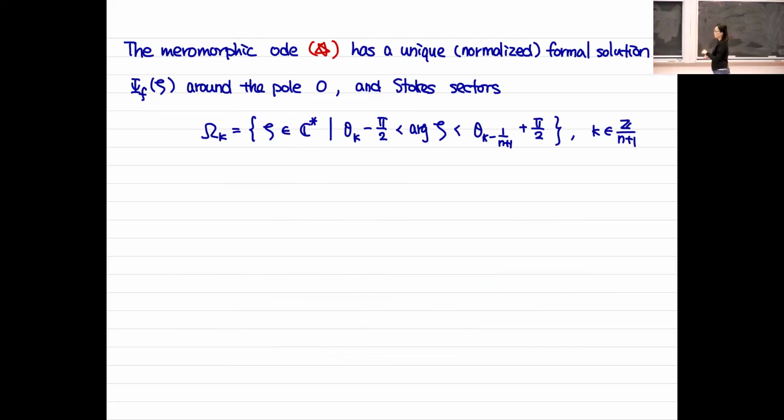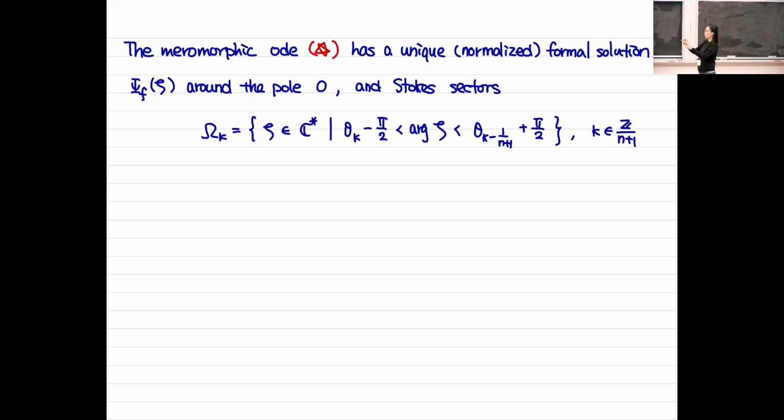Okay, so now let's try to get a sense of what the Stokes matrices are. Starting with a meromorphic ODE, you have a pole, let's say at 0, then the standard theory tells you that there is a unique normalized formal solution. The trick is that the formal solution does not converge on the whole C star. But it will converge on a smaller region. Those are the sectors we will see next.